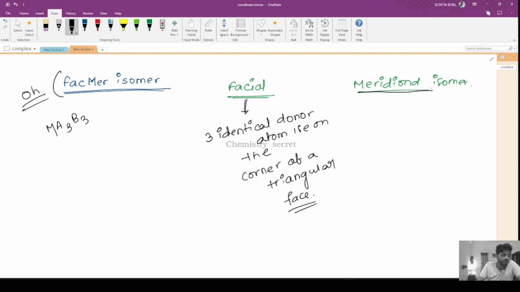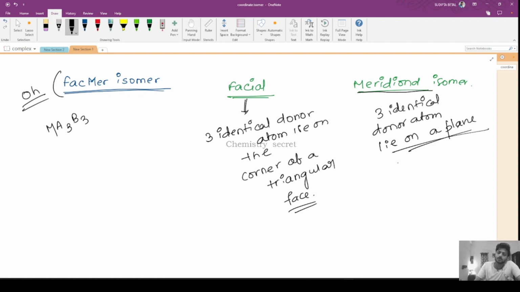Then what is a meridional isomer? In the case of a meridional isomer, the three identical donor atoms lie on a plane. What is bisecting the complex? What does it mean? So three identical donor atoms lie in a plane which bisects the complex.